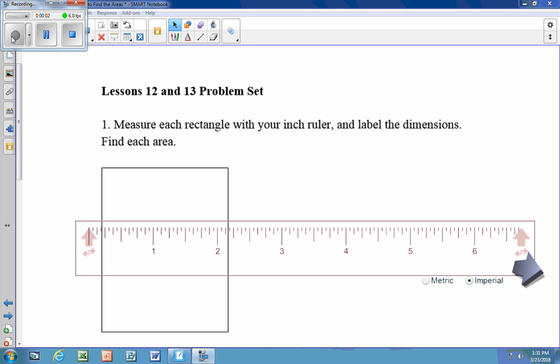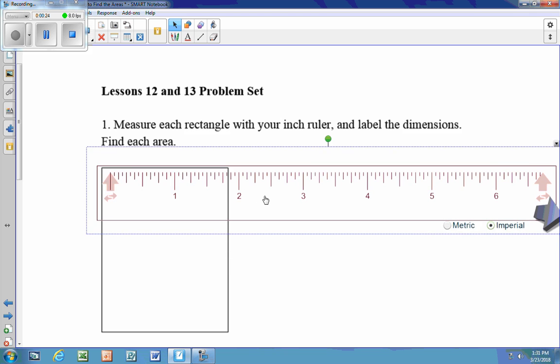This is Module 5, Lessons 12 and 13. We're going to review the problem set, which is very similar to the homework so that you can do the homework on your own. The first thing is that we have to measure these triangles. We're using customary, we're using inches. We need to remember that there are 16 spaces between each whole number, which means that each line is worth 1/16.